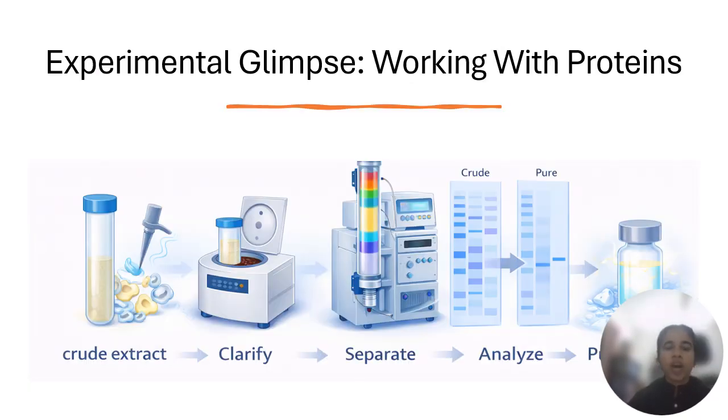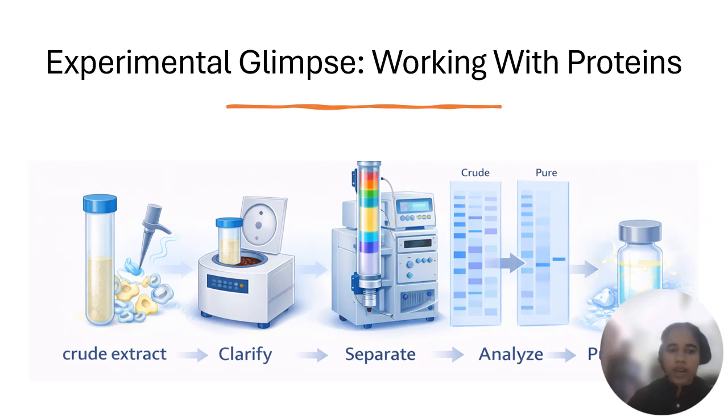Now that we have seen how protein structure defines function, let's see how scientists actually isolate and study these proteins in the lab. After understanding what proteins do, an important question arises. How do scientists actually study these proteins in the laboratory? Inside a cell, there are thousands of different proteins mixed together. So we should first isolate one protein at a time to study its structure and function.